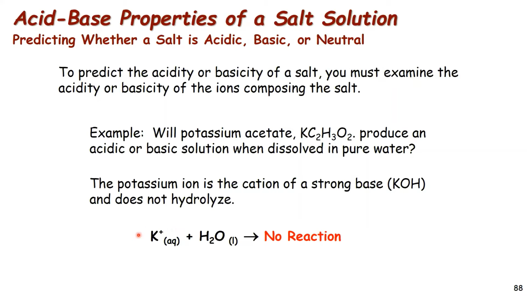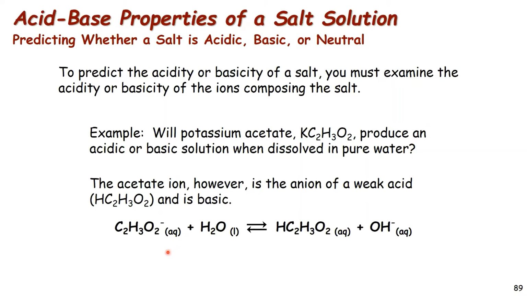So again, this is the conjugate acid of a strong base, so no reaction. But the acetate ion, on the other hand, again, is the conjugate base of a weak acid. So it will pluck off, accept the proton from the water molecule to form the acetic acid, and then it leaves behind the OH minus. Again, for these types of reactions, particularly with salts, it often makes it easier to think of the water as being H plus and OH minus.